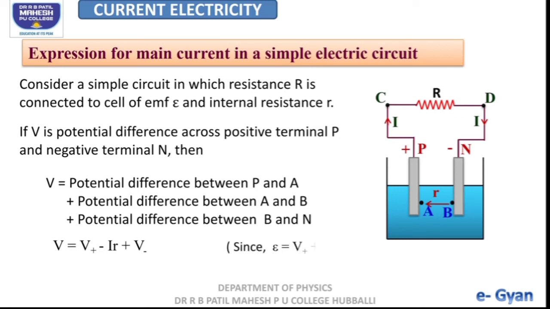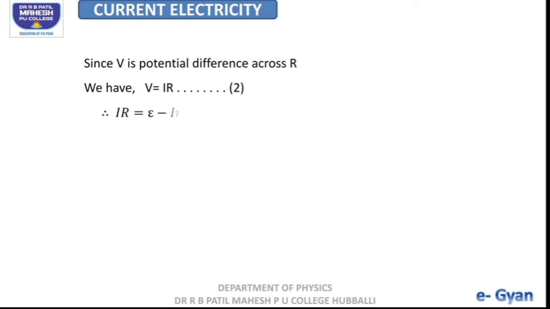Since EMF of the cell is equal to V plus plus V minus, putting this value in the above equation, we get V is equal to E minus I into r. Let this equation be 1. Since V is the potential difference across R, then by Ohm's law, V equal to I into R. I will name this equation as 2. From equation 1 and 2, we can write I into R is equal to E minus I into small r.